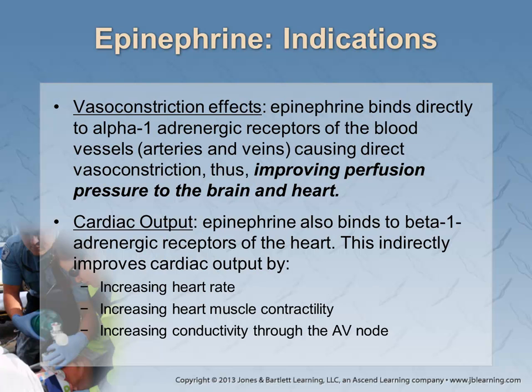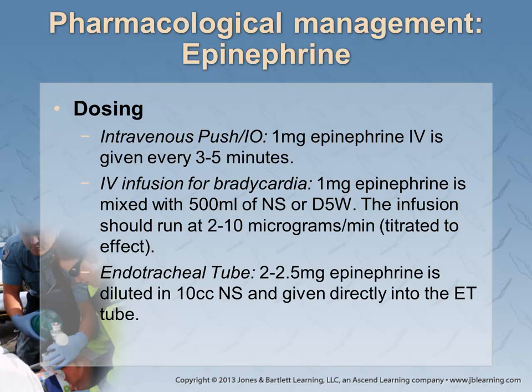Epinephrine also helps with the beta-1 adrenergic receptors, and it improves cardiac output by what I just told you: increasing heart rate, increasing heart muscle contractility, and increasing conductivity through the AV node. All right, so we're going to have a more fluid contraction. Okay? So what is your dose for epi? 1 milligram. That's your cardiac dose. 1 milligram of what type of solution? 1 in 10,000.